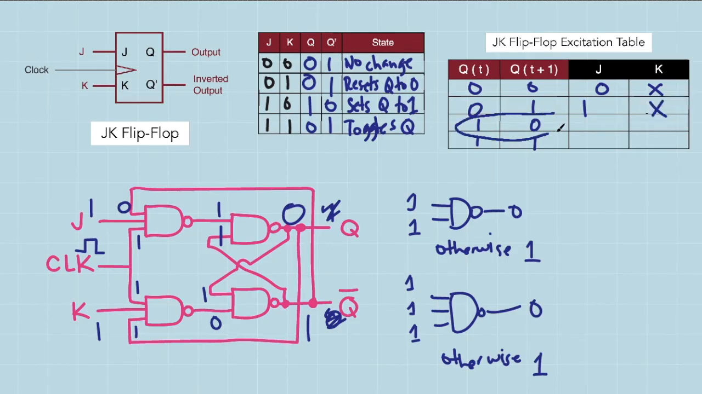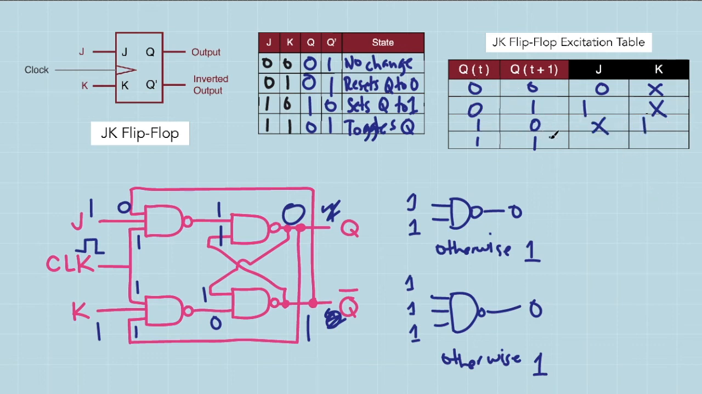For the third case, where the initial value of Q is 1, then suddenly after one clock pulse, it has become 0. This is possible if we reset the value of Q to 0, which means that we supplied J with 0 and K with 1. This is also possible if we toggle the value of Q by supplying J with 1 and K with 1. So this can be 1 and K is 1. So this is actually a don't care.